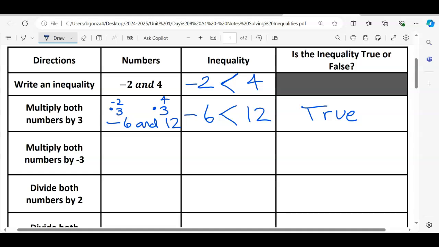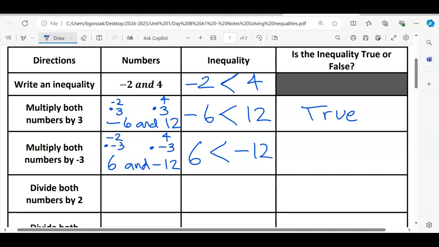Okay, what if we don't multiply by 3? What if we multiply by -3? Let's try that. So -2 times -3 is... not -6, my bad. Negative times a negative is a +6. And what about 4 times -3? Well, that's -12. Okay. So we got 6 and -12. Let's write that out. 6 less than -12.